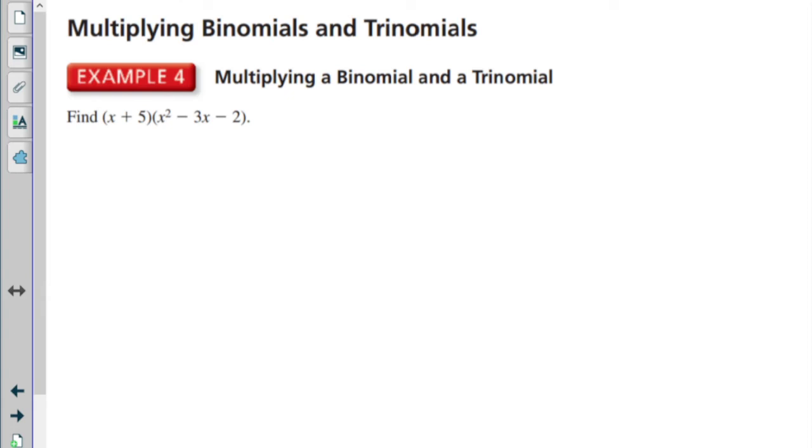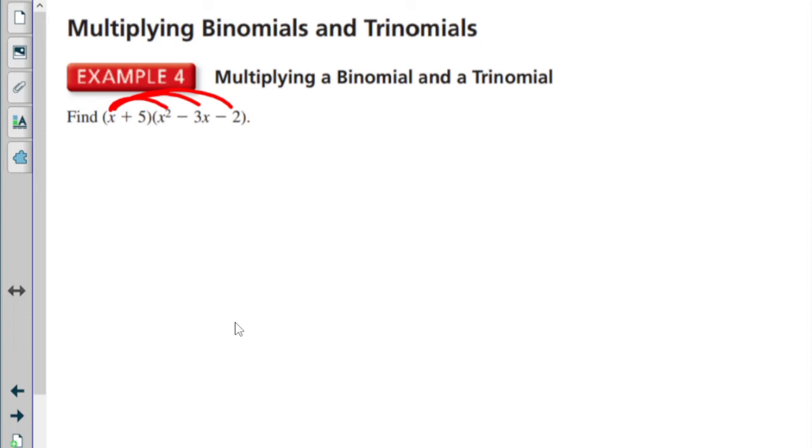I just want to point out that this same process of distributing doesn't change just because I add more terms to it. We're still going to multiply this out and simplify it the exact same way that we just did with distributing. So I'm going to start by distributing the x. The only difference is that I'm distributing the x to 3 different terms instead of 2. That would be the only difference.